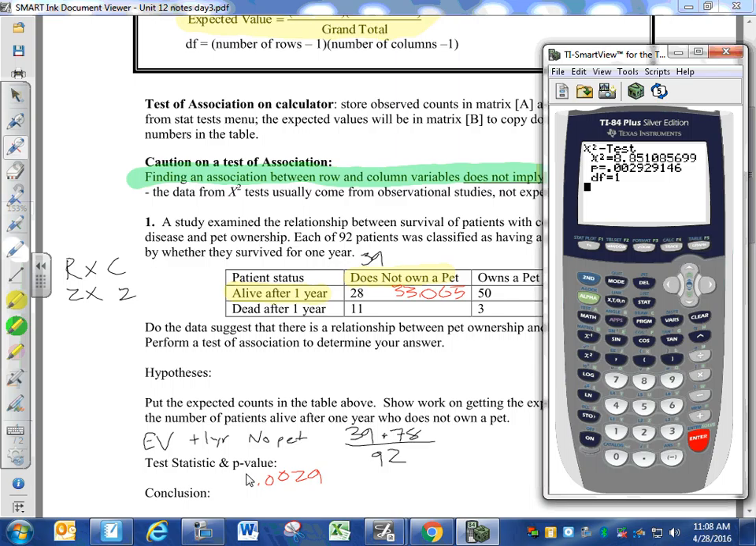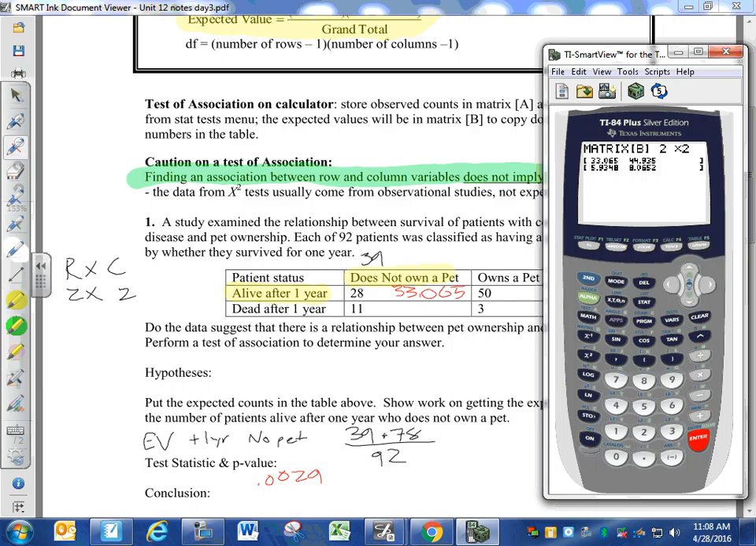Now, that's good to have. This is the correct number. What's great is that we can go back and notice matrix B is now a 2x2, and watch when I go to edit it, I see that 33.065 value that we already calculated. So it calculated all four of those values for us. We didn't have to even do this.